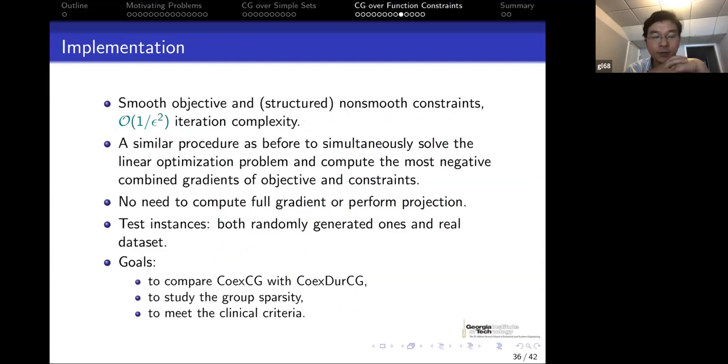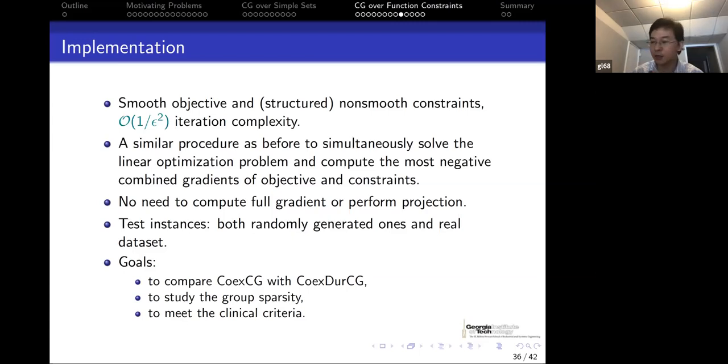As we said, the number of iterations that we require to solve this problem will be bounded by order 1/epsilon^2, and we can design a similar procedure as before to simultaneously solve the linear optimization problem and compute the most negative combined gradients of the objective function and constraints. So we don't need to compute a full gradient, and we don't need to do projection.